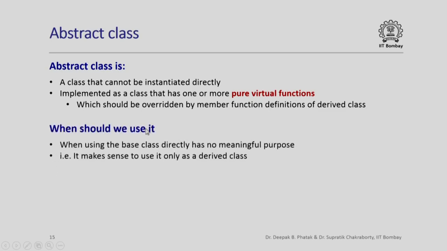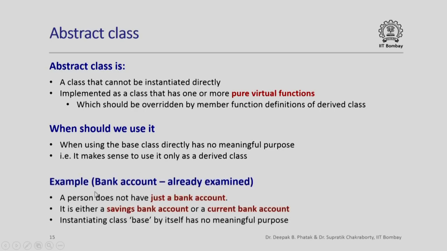When should we use abstract classes? When using the base class directly has no meaningful purpose and it only makes sense to use it as a derived class. So here is an example that we have already seen. If you recall the bank account example, a person does not just have a bank account, it is either a savings bank account or a current bank account or maybe some other kind of bank account. So really when we want to instantiate an object, we want to instantiate an object of a savings account or a current account, not just a bank account.